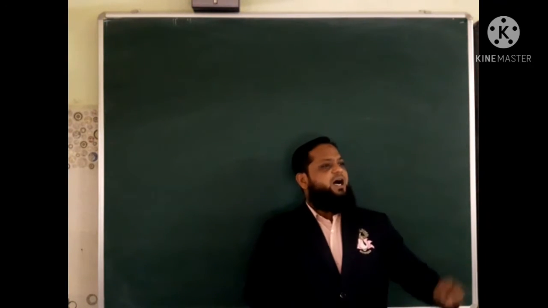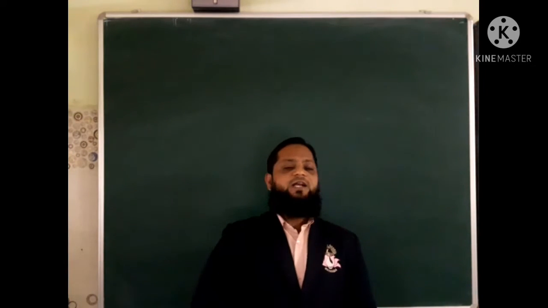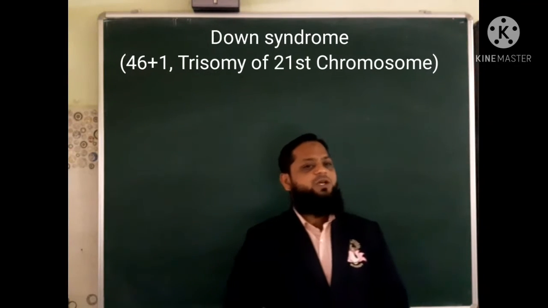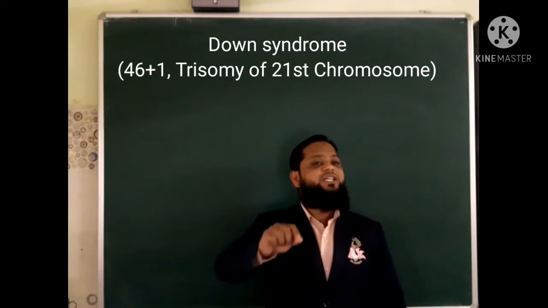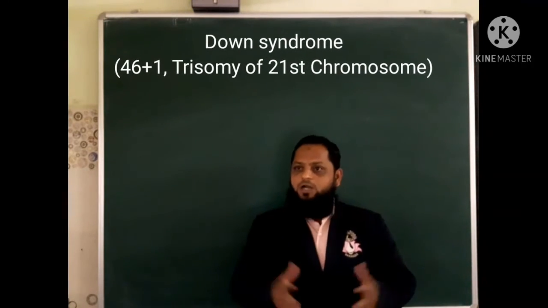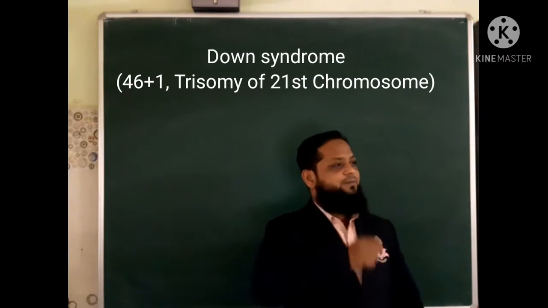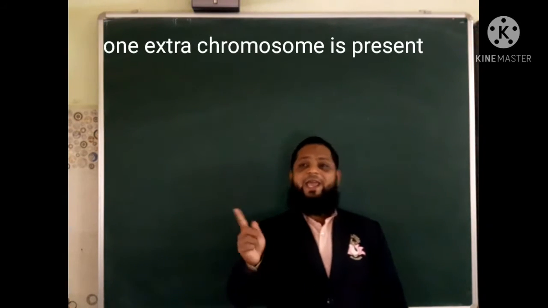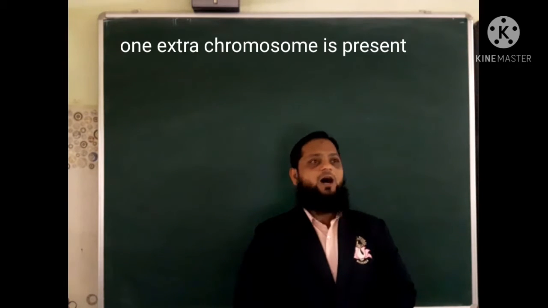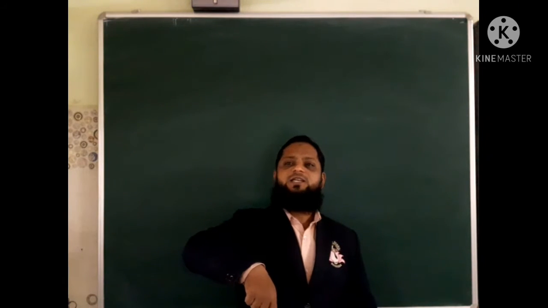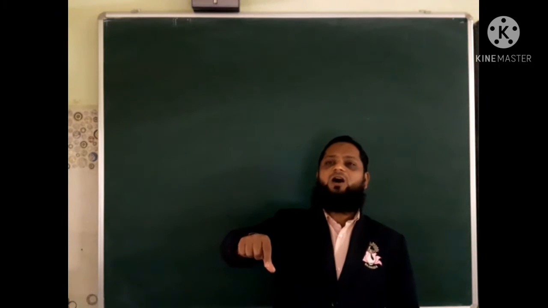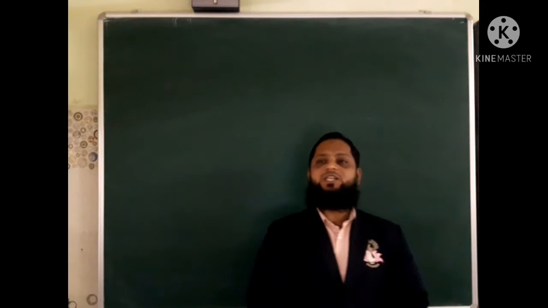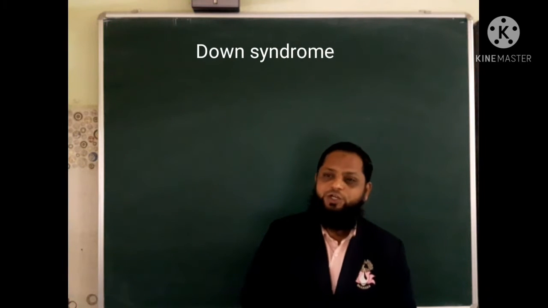Let's begin with our first genetic disorder, that is Down syndrome. Down syndrome is also said to be the trisomy of the 21st chromosome. It is also called 46 plus 1. On the basis of this, we can understand that one extra chromosome is present in our body. In place of 46, it will be 47. Such a type of disease is said to be an abnormality in the chromosome number, or Down syndrome.